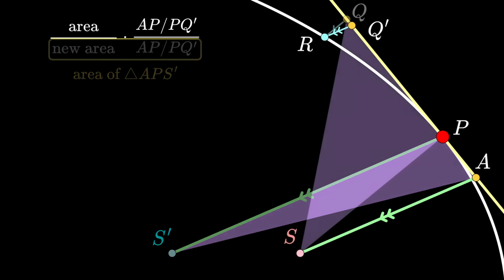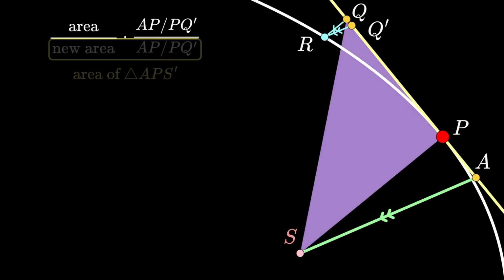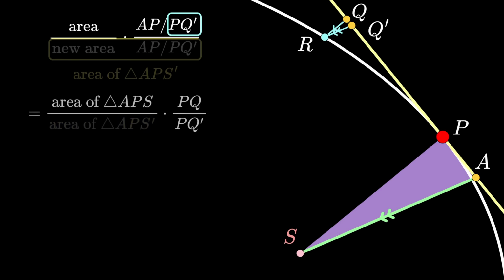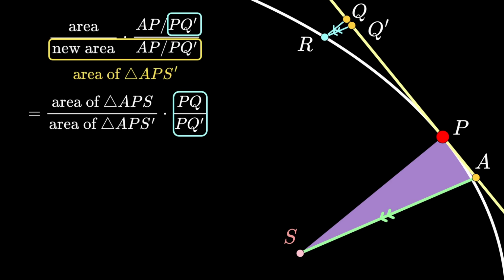We can almost do the same thing if we divide by PQ instead, because the base of this original triangle is PQ. For the moment, pretend that we didn't see the prime and still shift the base to AP. The numerator will then be the area of this triangle APS, but of course, we can't really pretend that, and so we compensate for it by multiplying the ratio PQ to PQ'. The denominator is just the area of APS' as discussed before.